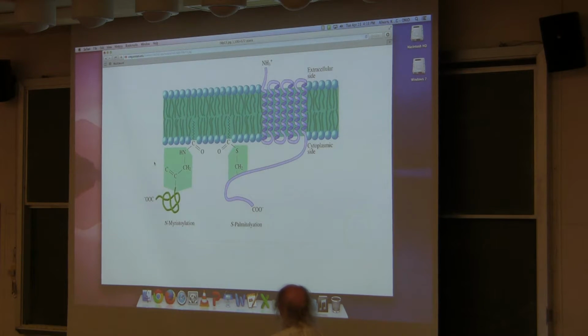Here's the anchored, all right? You can see a good example of the anchored right there. There's a fatty acid sticking its tail in there. It's attached to a protein down here, and that anchor serves to hold it inside of the membrane. What would you call this guy right here?